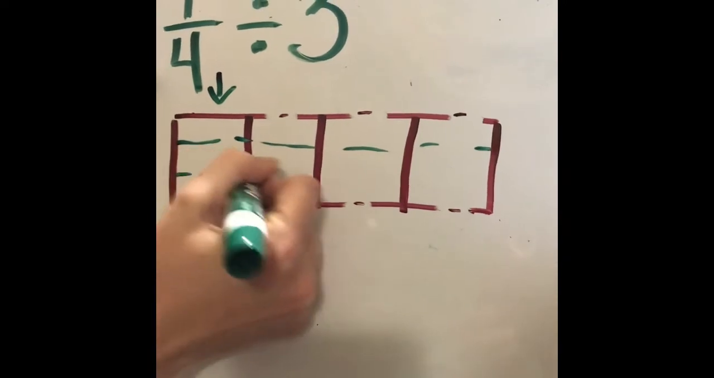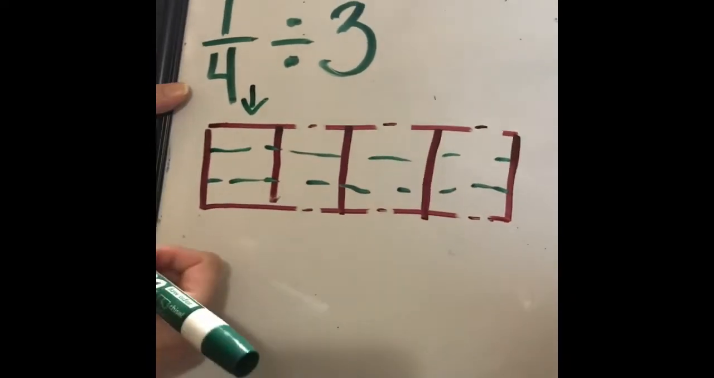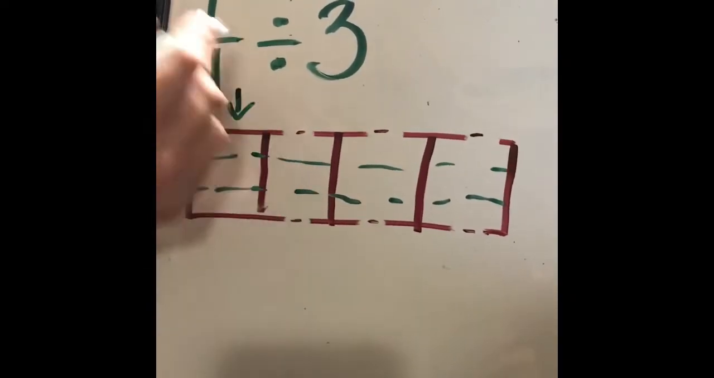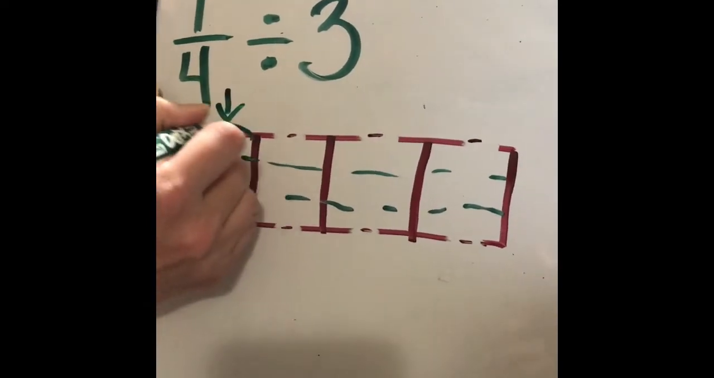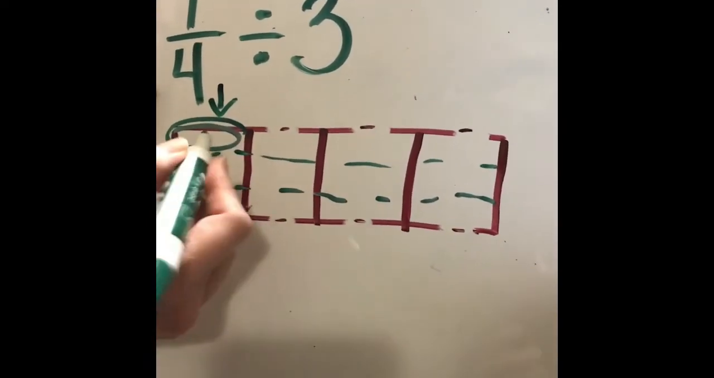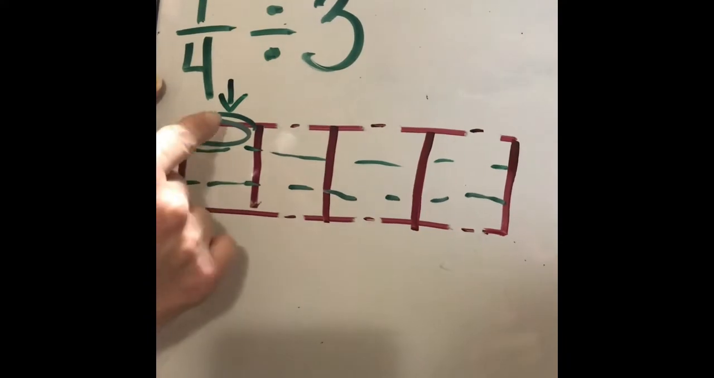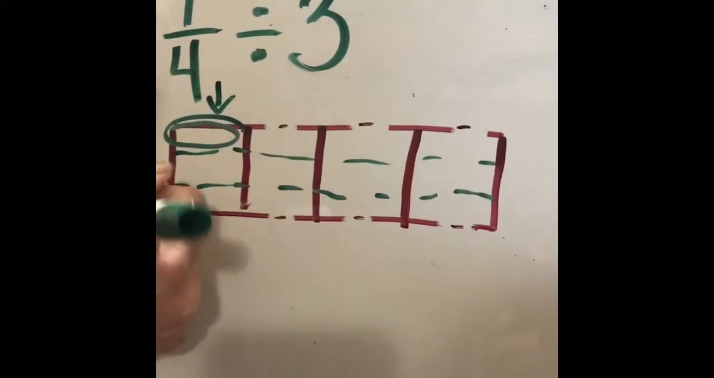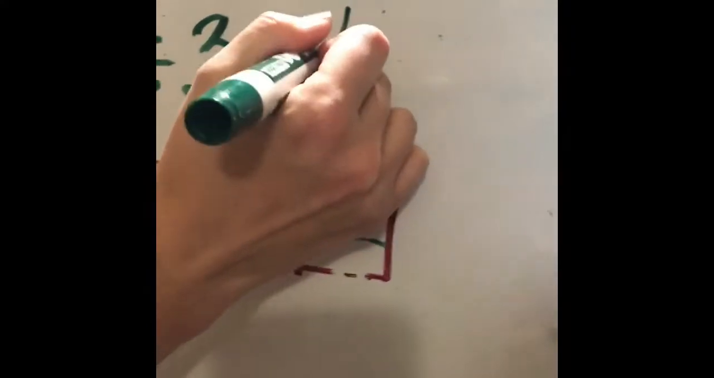If I go all the way across with my model, it can help me to get my answer. So if I want to know what is 1/4 divided by 3, my answer is one of these pieces here. You can see that it's divided into 12 pieces, so my answer is going to be 1/12.